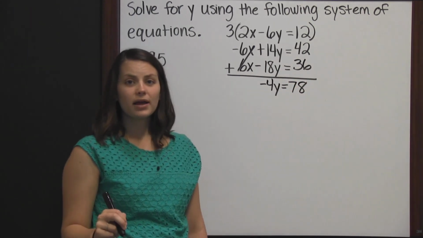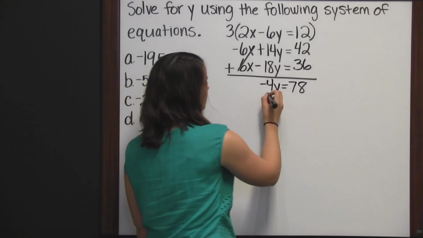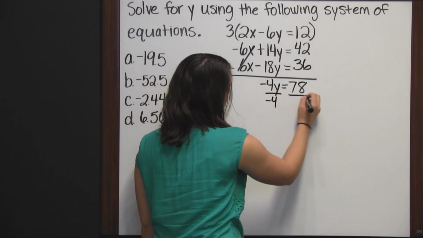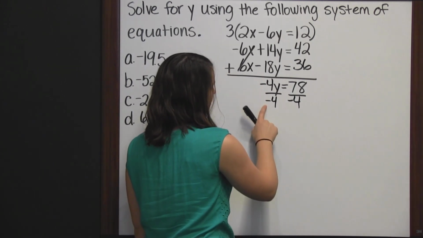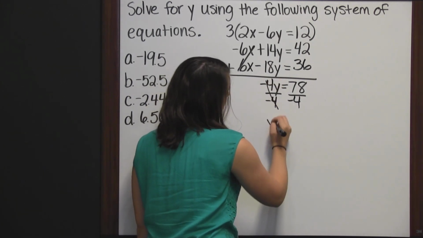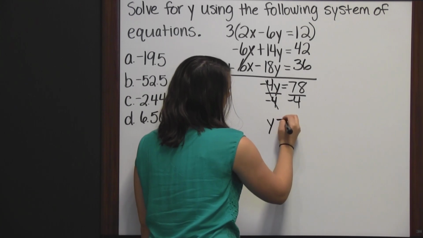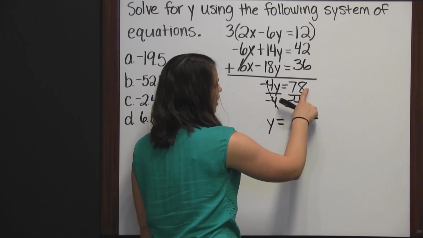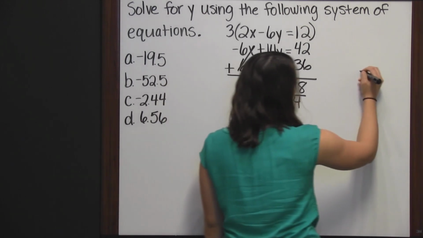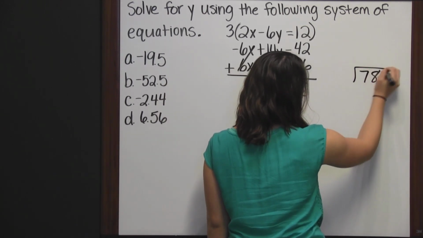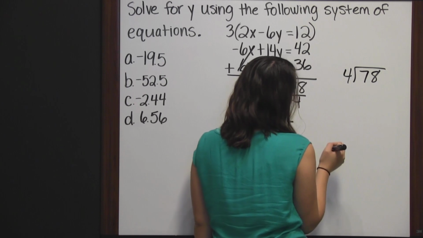Then to solve for y, I need to divide both sides by negative 4. Negative 4 divided by negative 4 is 1 times y, which is y. Equals a positive divided by a negative is a negative. And then I just need to go off to the side and divide 78 by 4.